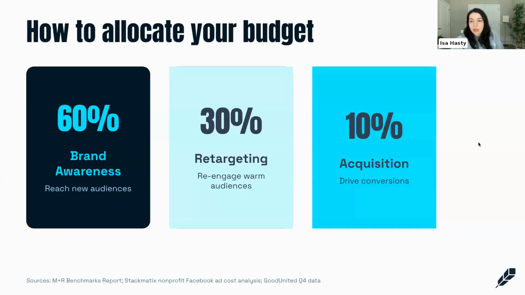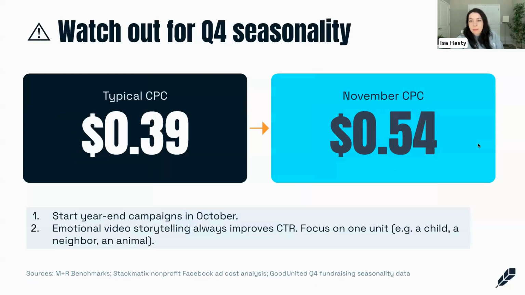Okay. And then seasonality can come into play when it comes to competition, right? And where you're, how much reach you're going to get when you're bidding. And so the typical cost per click year round is 39 cents, like we just said. And in November, this jumps to 54 cents on average.